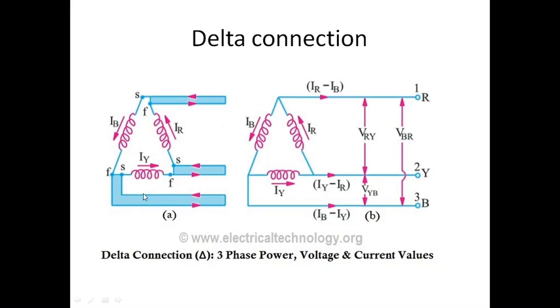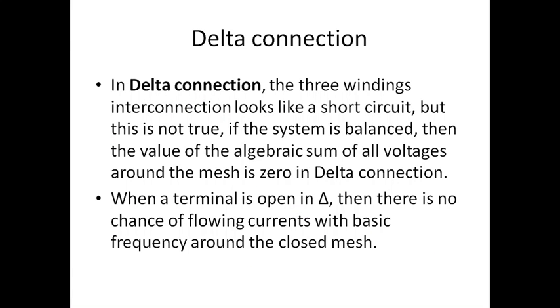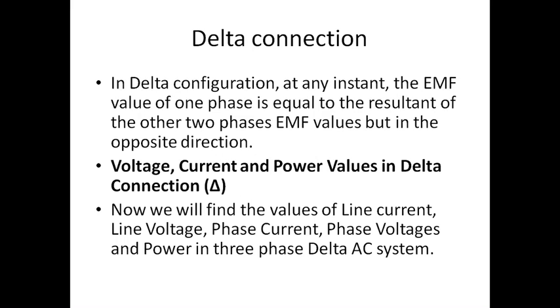IY, IR and IB are nothing but the currents passing through the respective wires here. And VRY, VBR and VYB are your phase voltages between the wires. Since one coil and the other coil are in a closed path, we are taking reference of the respective two wires, two coils. From the interconnection it looks like a short circuit, but it is not true. It is a closed mesh.